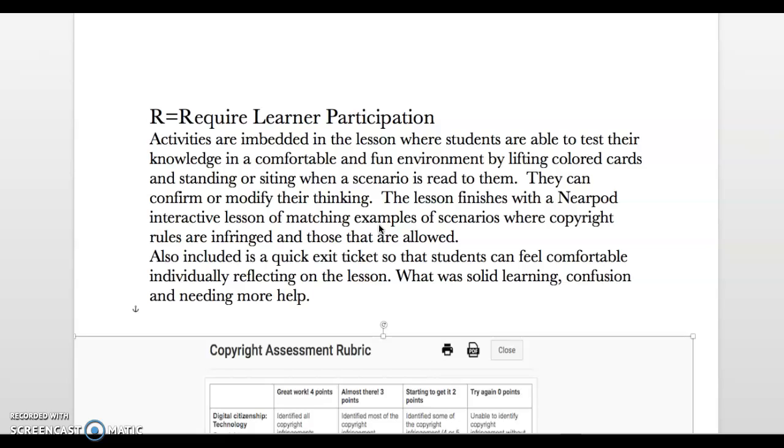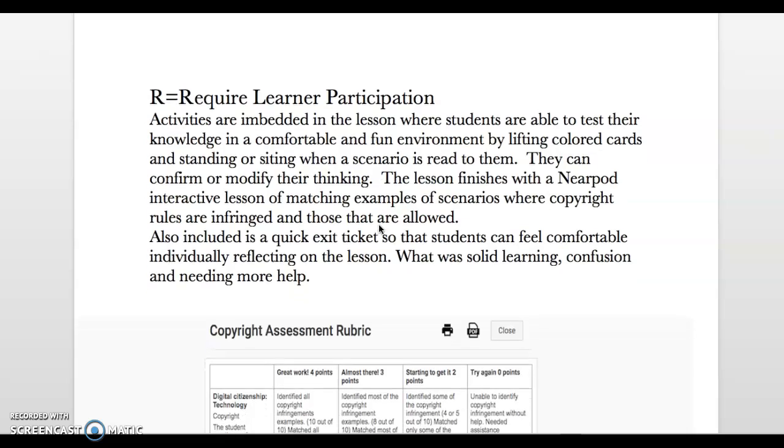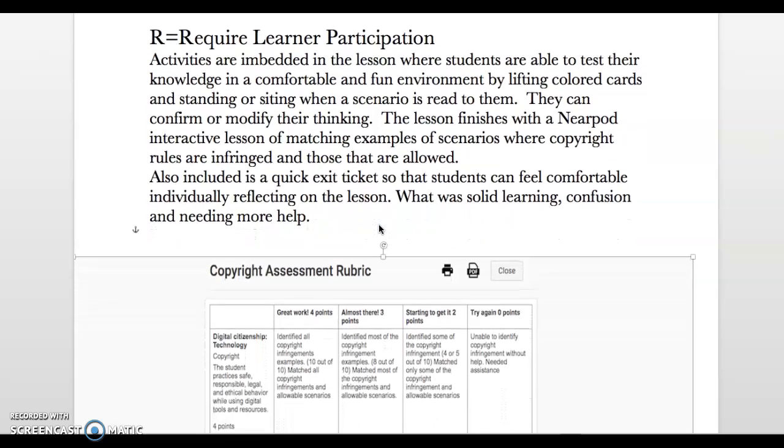After they see and we talk about why it is copyright infringement or why it is allowed, they can reflect on it, and that should help them with the lesson that finishes with the Nearpod, the interactive lesson, matching examples of scenarios where copyright rules are infringed and those that are allowed. So the guided activity should help them on their independent work.